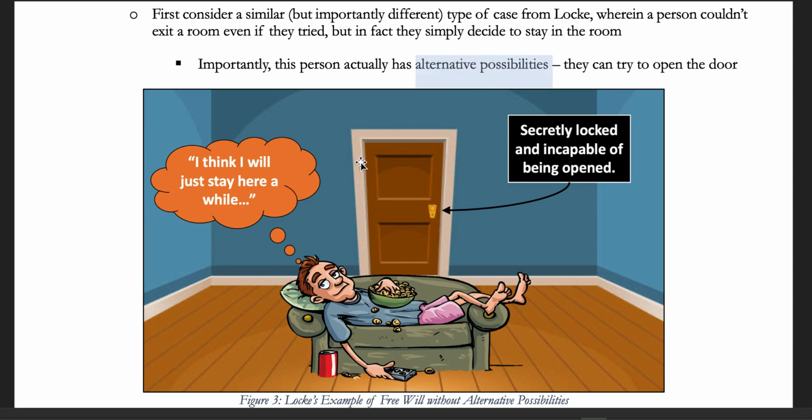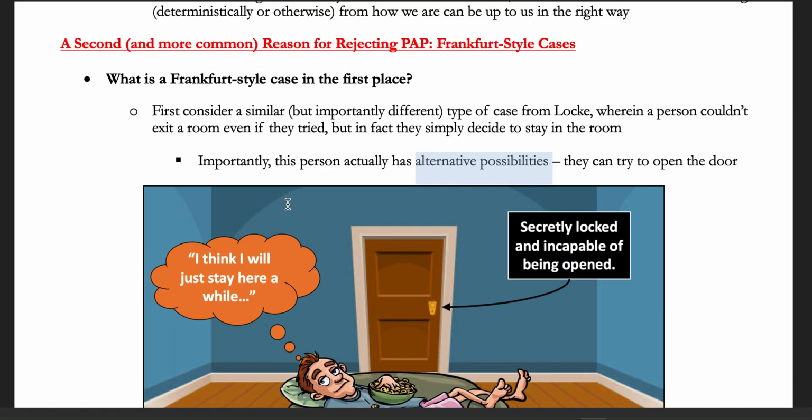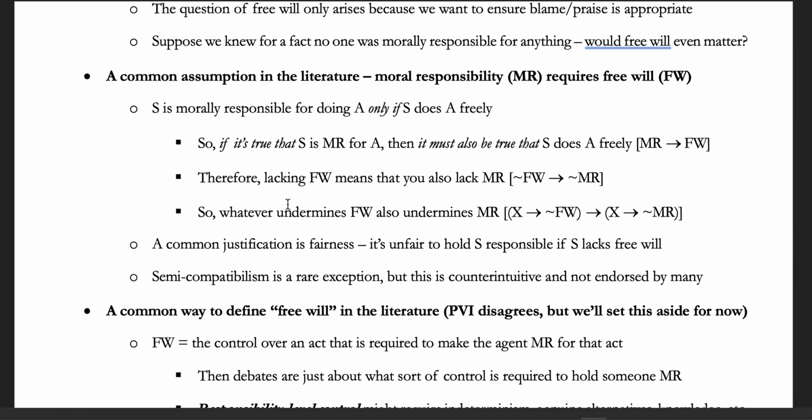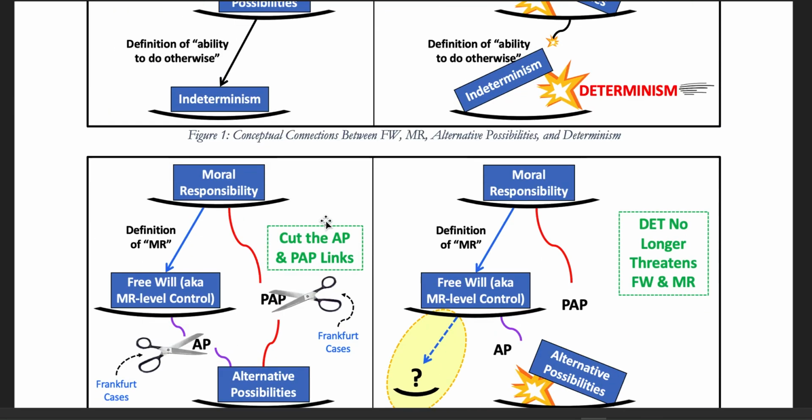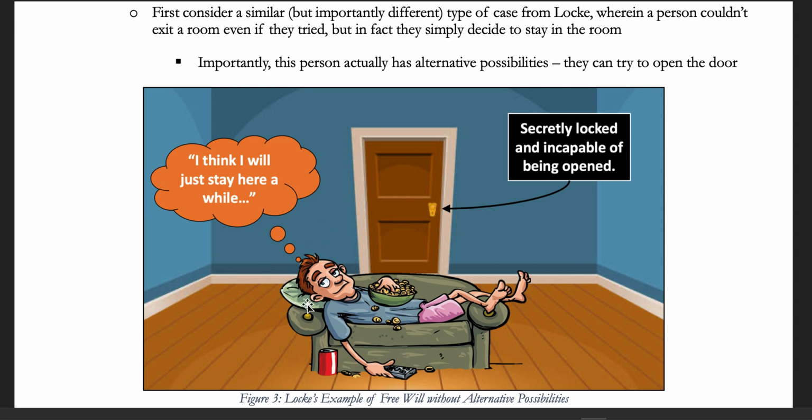And why that's relevant is Locke says this person is free, and probably would say that they're morally responsible for this decision to stay in the room. But that doesn't mean yet that PAP is false. Why? Because PAP says persons are morally responsible only if they could have done otherwise. So responsibility requires the ability to do otherwise. Well, and freedom requires the ability to do otherwise.